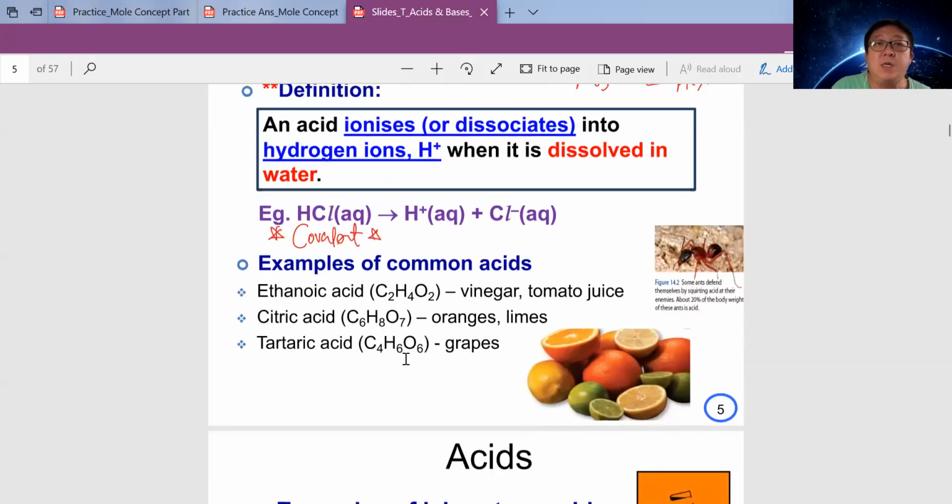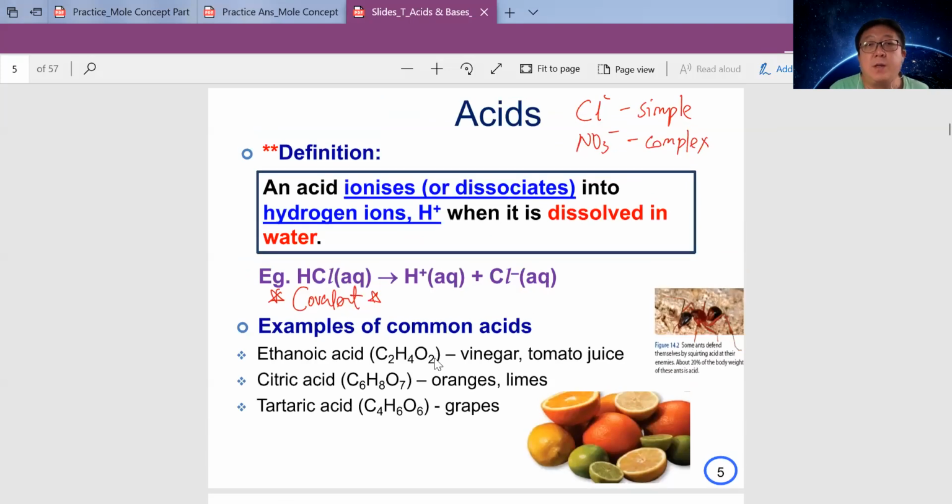Oh, where do you see acid? Your vinegar, tomato juice, citric acid, oranges, grapes. Take more, all these are very good for health. You should have a variety of fruits. A lot of people emphasize the vitamins and stuff like that, but anyway, they contain other acids as well. These are the common acids, especially grapes, which contain tartaric acid. Citric acid is in oranges and lime. Then your vinegar, that is your ethanoic acid.